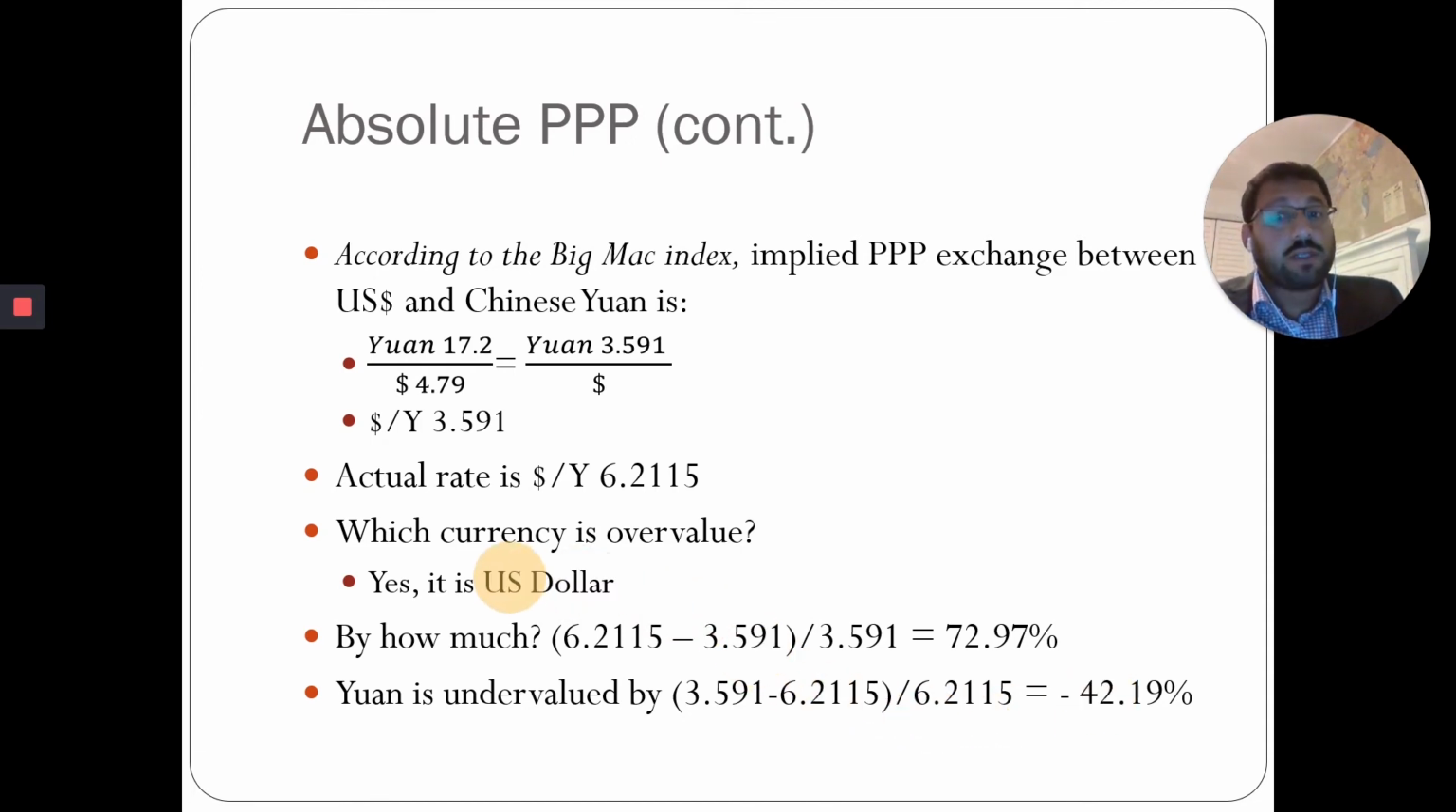And by how much is the US dollar overvalued? Again, the overvalued should be associated with the positive sign. So subtract the small number from the big number, and whatever is the last number, you need to bring it in the denominator. You'll get something in decimals. If you multiply that decimal with 100, you will get the percentage, which is 72.97%.